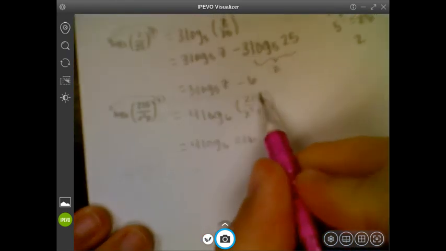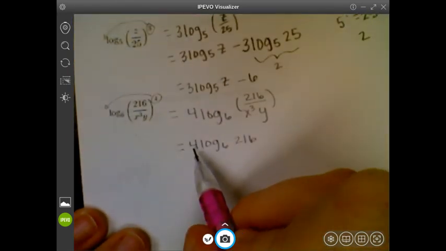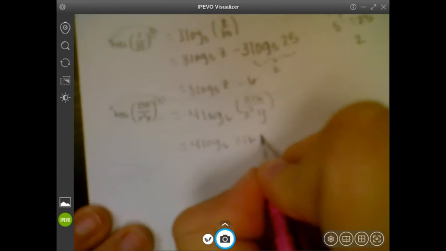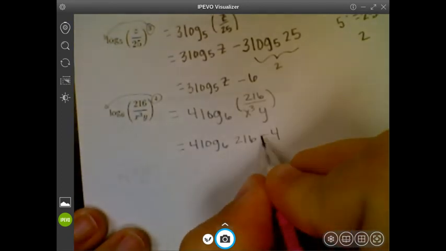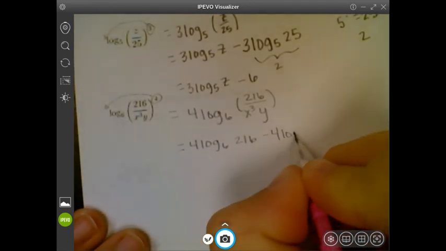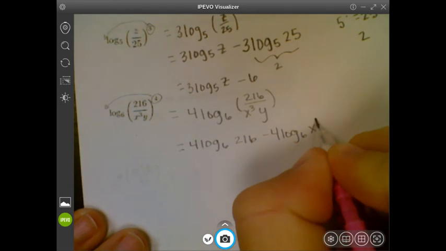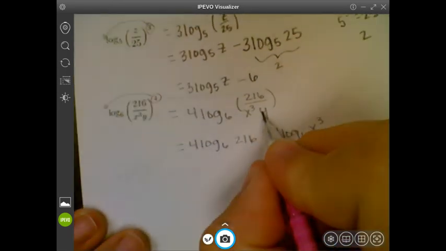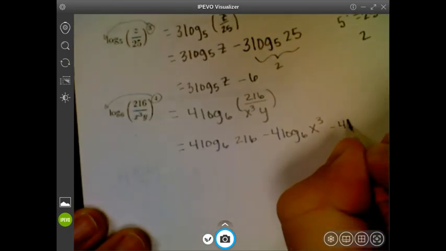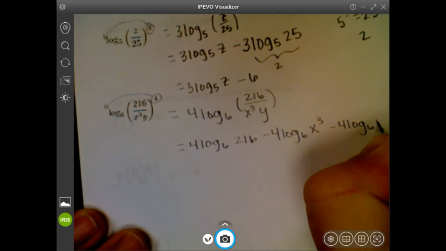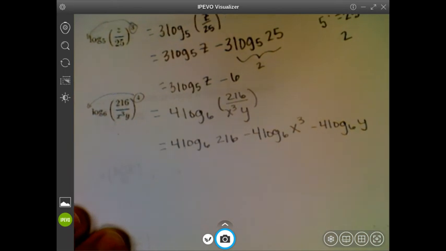And because that number is in the numerator, that is a positive 4. When we get to the denominator, the 4 is going to turn into a minus. So minus 4 log base 6 of x cubed. And then another minus 4 log base 6 of y.